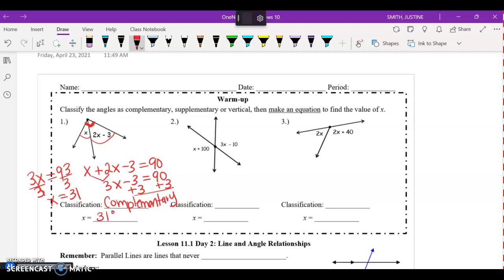Okay, so for number 2, these two angles are right across from each other, so we know that they're vertical. And if you think about what we know about vertical angles, they're equal. So our equation would be x plus 100 equals 3x minus 10. If we start solving this, we get our variables to the same side and bring our constants to one side. So we get 2x equals 110, which means x is equal to 55 degrees.